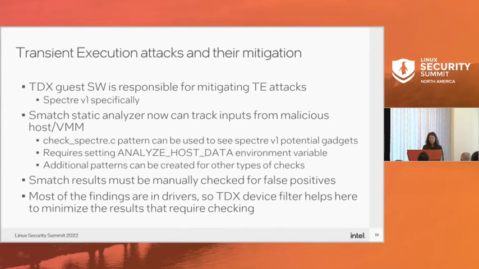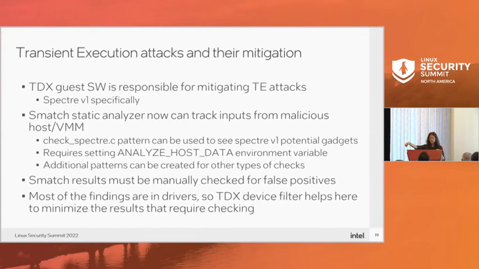What we did is that Smatch, as a static analyzer, has an existing pattern that has been there for a while, called check_spectre. You can use it to check potential Spectre V1 gadgets between user space and kernel. What it did is use these internal Smatch structures to track all the inputs you can get from user space and how they propagate through the kernel, to the extent Smatch can manage, of course. And then it would ask: is this index, this bound, has it been influenced by user space input?